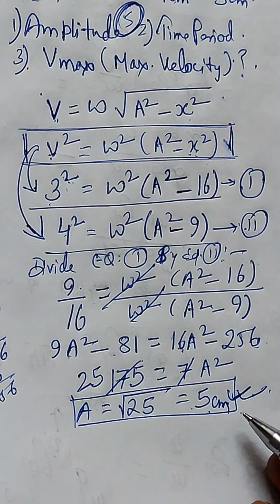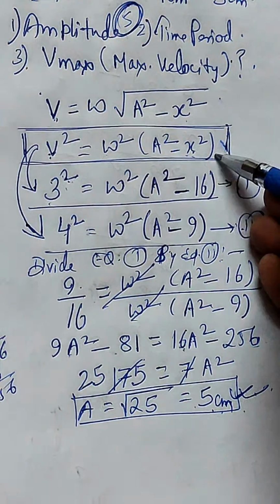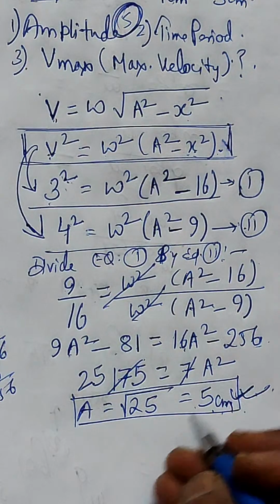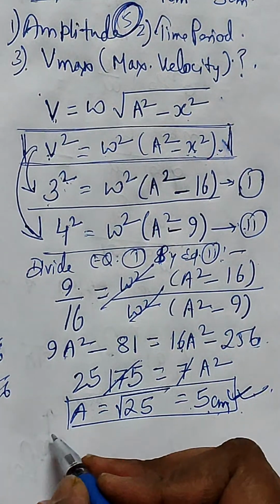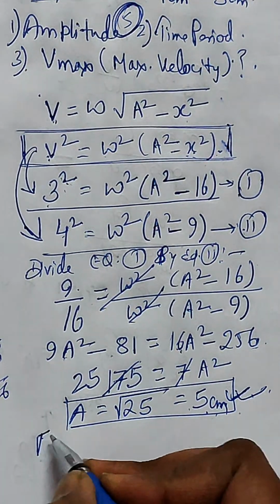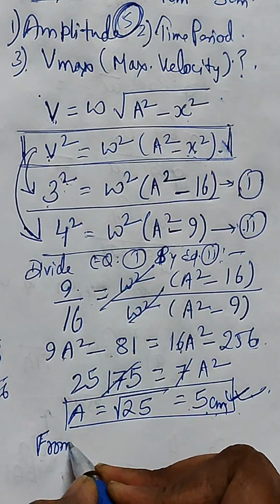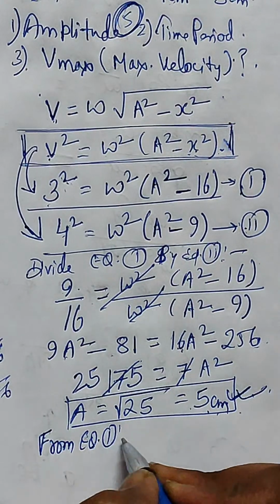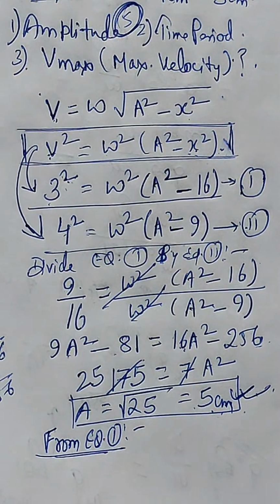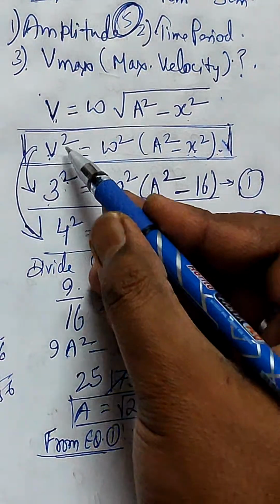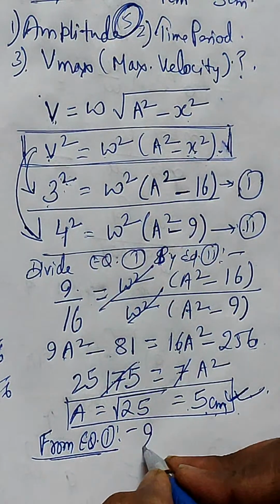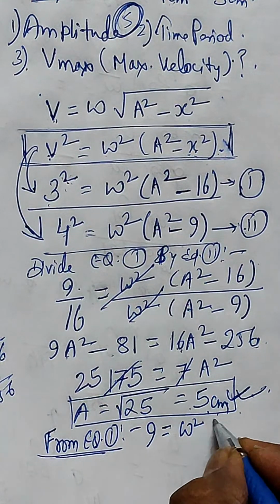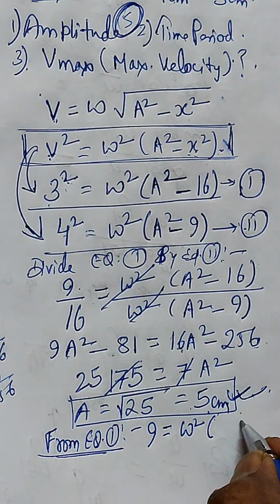Now just substitute this value into the above equation, let's say equation number 1. When you substitute the value into equation number 1, we get this one from equation 1. That means 9 is equal to omega square into a square minus 16.